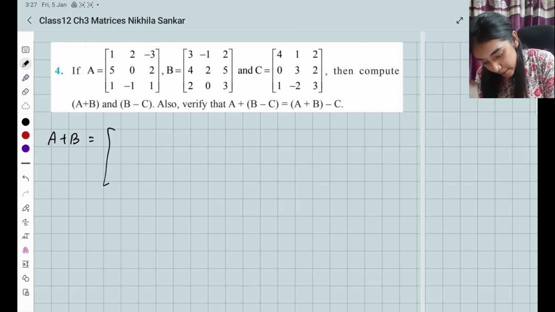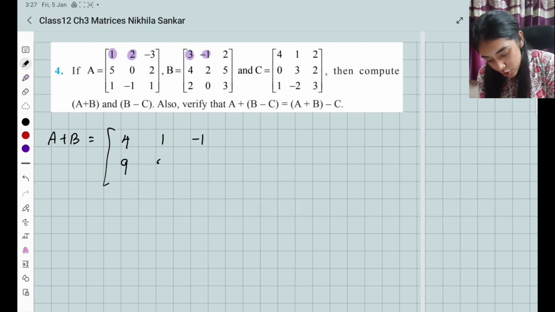So, A plus B, and I am going to add the corresponding components. 1, 3, 2, minus 1. I will add it this way. So, 1 plus 3 is going to be 4. 2 minus 1 is 1. Minus 3 plus 2 is minus 1. 5 plus 4, 9. 0 plus 2 is 2. 2 plus 5, 7.